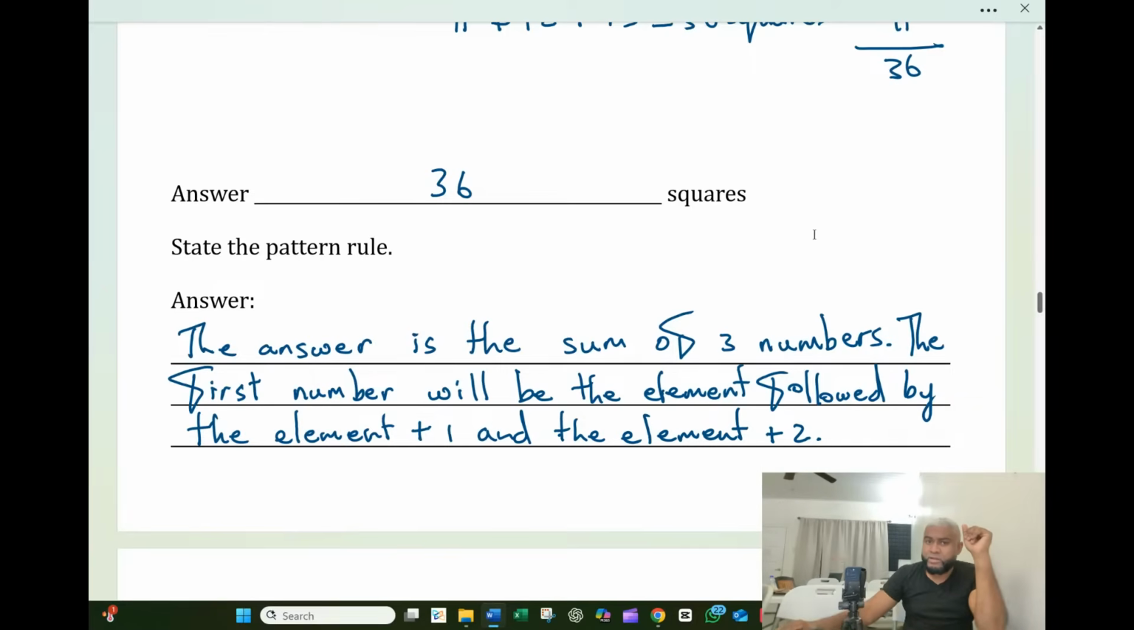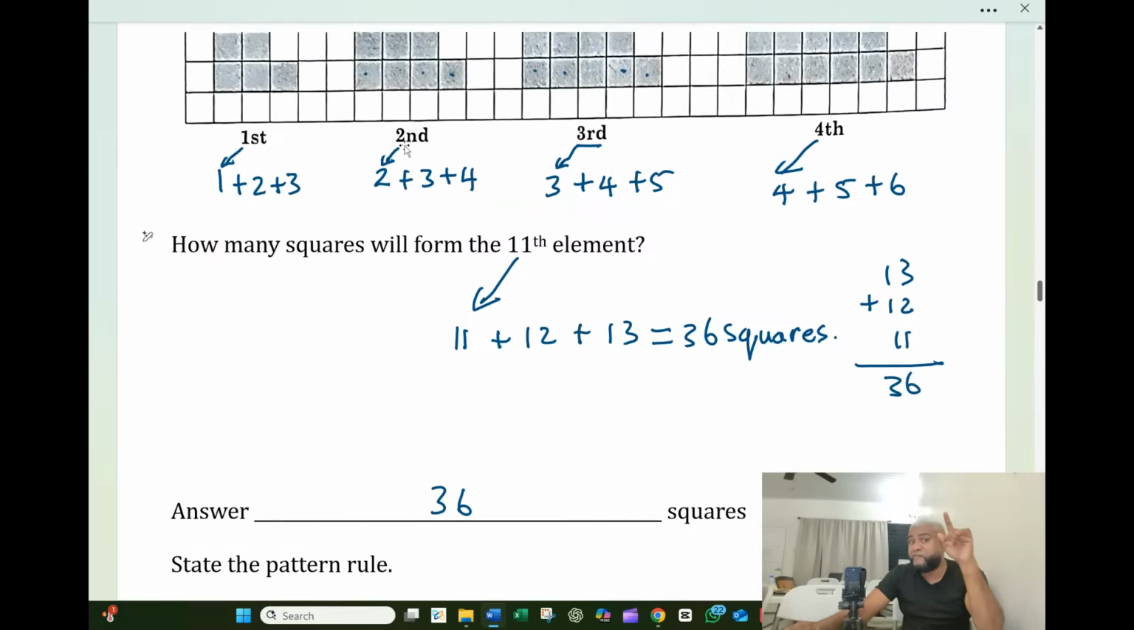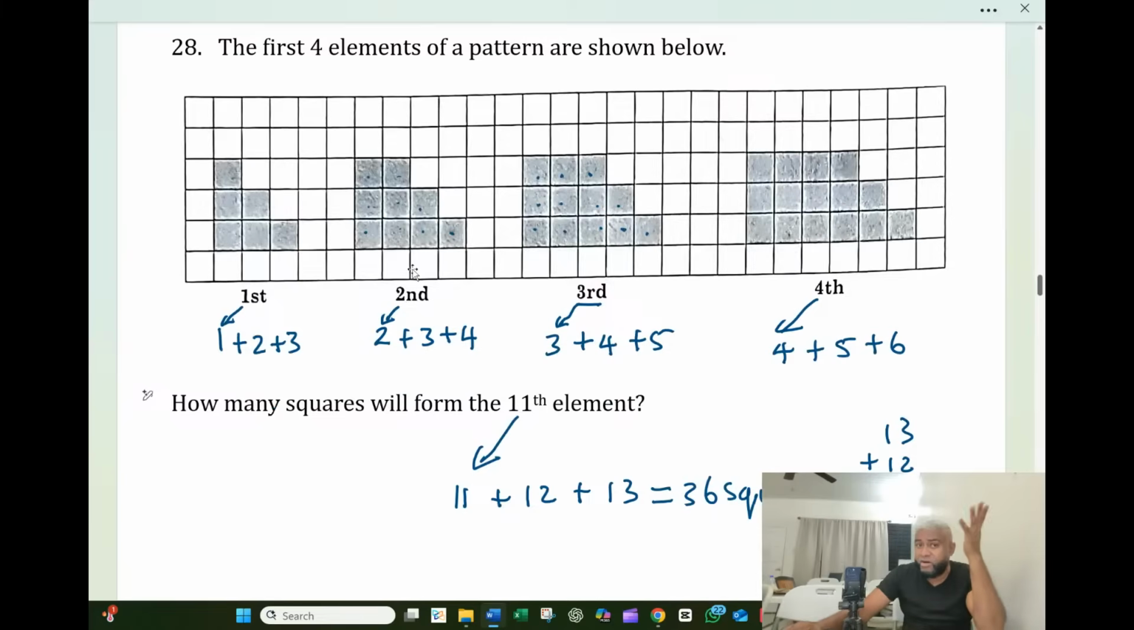So look at it here. This number is actually 1 plus 1, which is 2, and then 1 plus 2 will give me 3. This would be 2 plus 1 is 3, and then 2 plus 2 is 4. So the first number would be the element, we're just using element for short, right? The first four elements of a pattern are these things here. The first number would be the element itself, and then the element plus 1 and the element plus 2 will give us the next numbers, right?